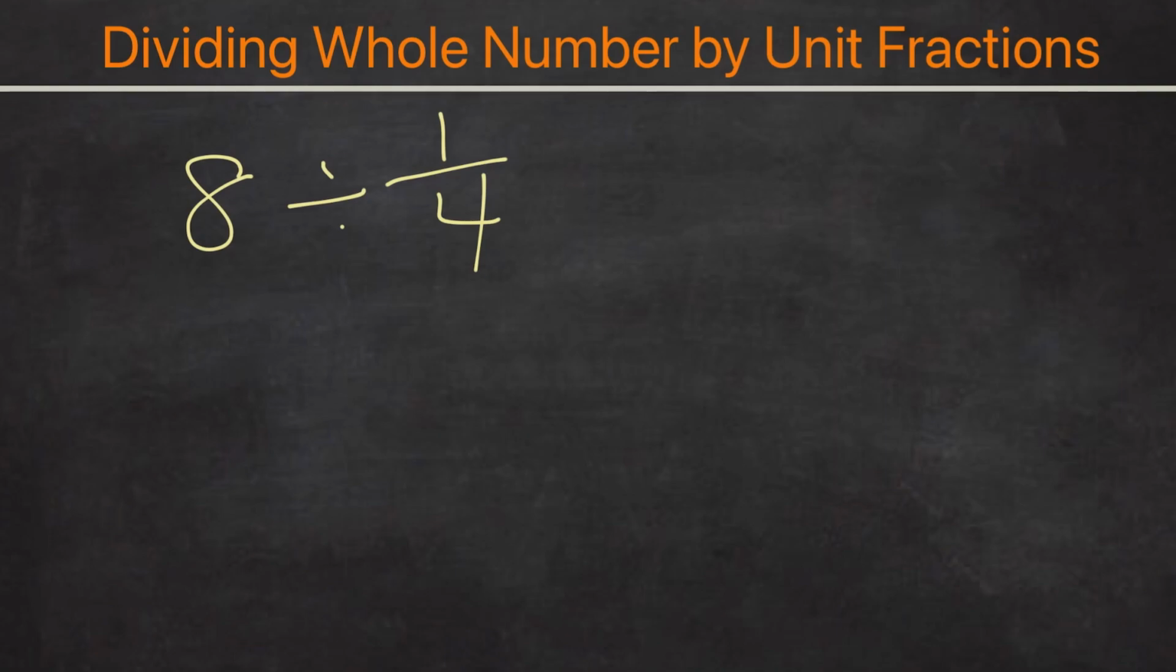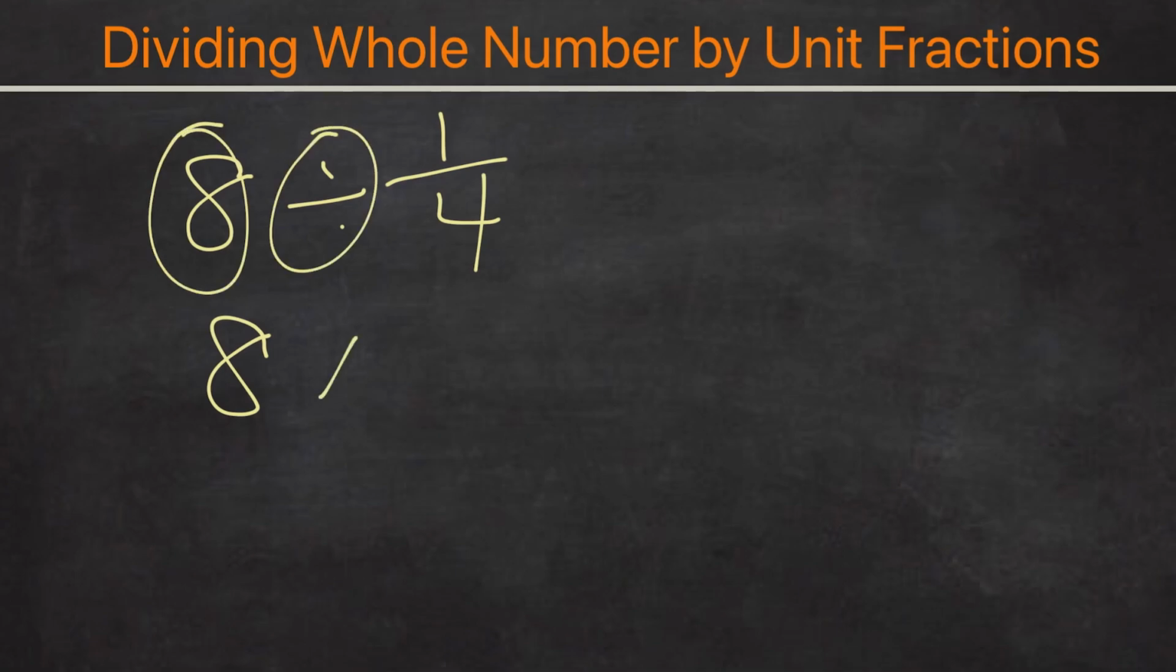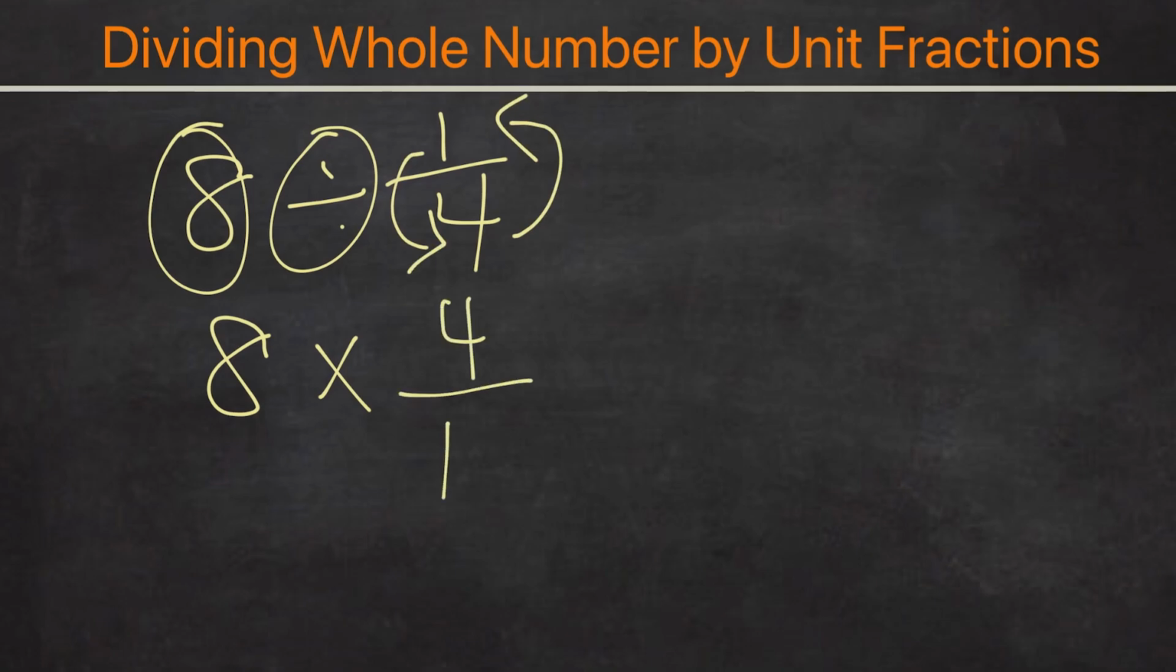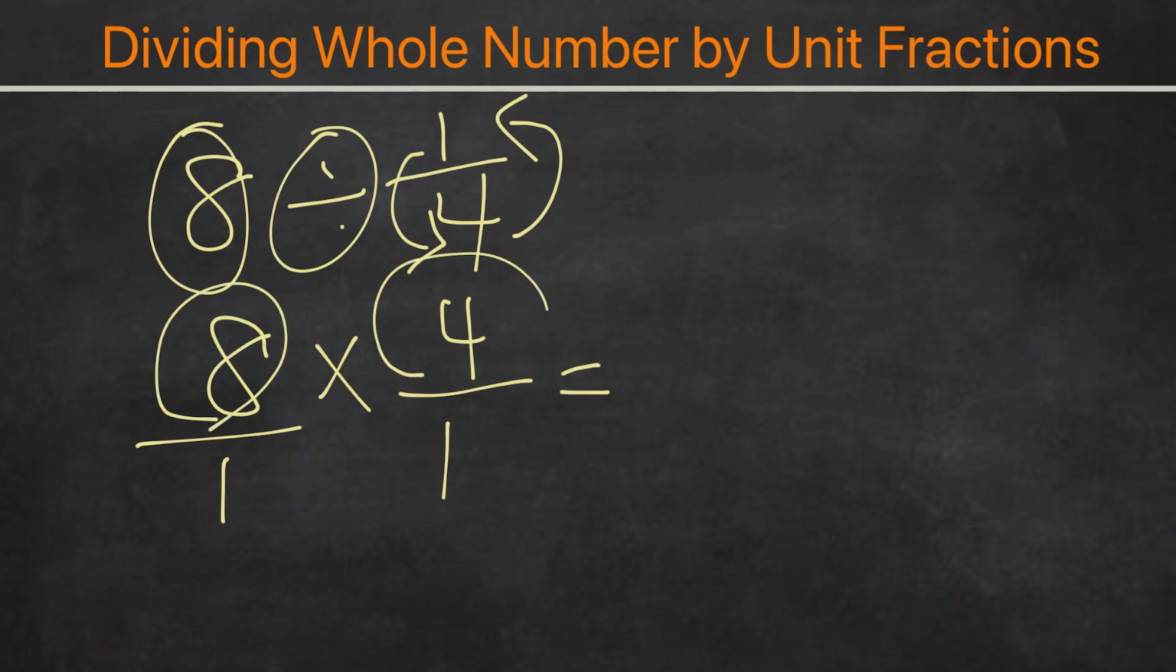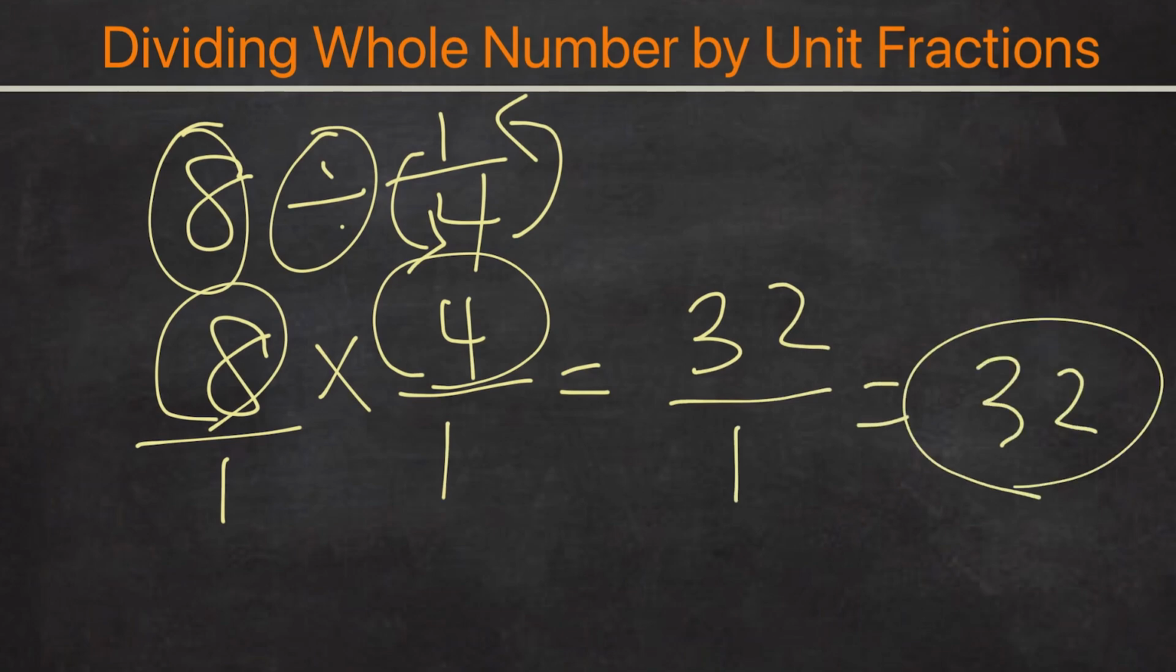Okay, I'm back. Hopefully you've used keep, switch, flip, and kept the 8, changed division to multiplication, and flipped 4 and 1, like so. Then convert the 8 to 8 over 1, and multiply across to get 32 over 1, so the answer ends up being 32. And if you got this correct, great job, you've mastered this lesson.